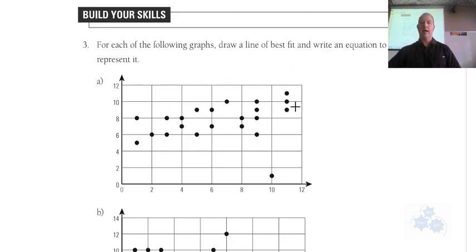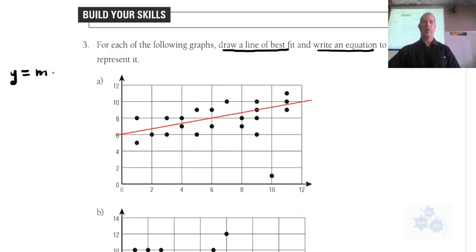So let's say I'm going to draw my line somewhere around here, and it's going to look something like that. You're going to draw your own line, and my line looks something like that. It says, draw the line of best fit and write an equation. Well, there's the line of best fit, and my equation, we all know, has to be y equals mx plus b.